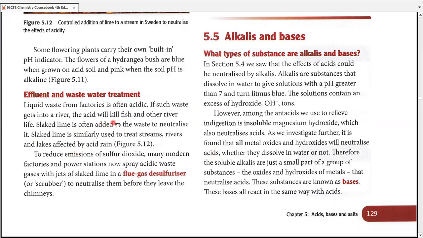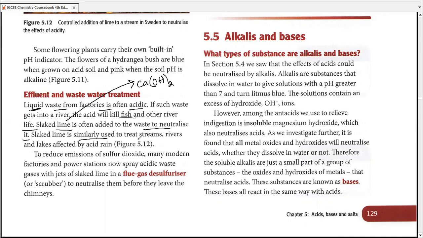Which brings us to our last point for this topic, effluent and wastewater treatment. Effluent is anything that can flow out of the industry as waste. Now, if we're talking about something that can flow, of course, effluent would be in either liquid or gaseous form. The liquid waste from factories is often very acidic. If such waste gets into the river, the acid will kill the fish and other river life. Slaked lime, which is Ca(OH)2, is often added to the waste to neutralize it.